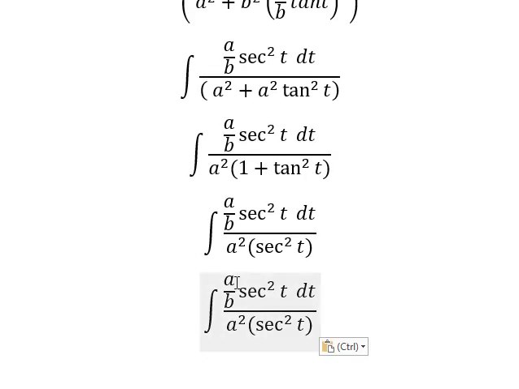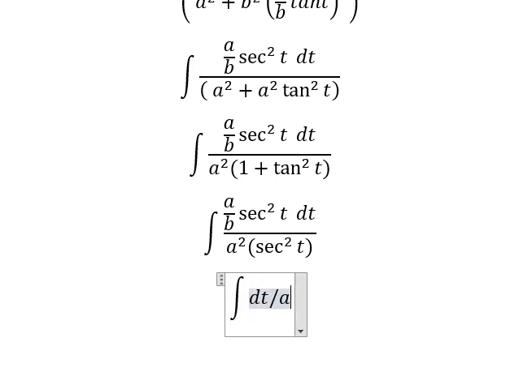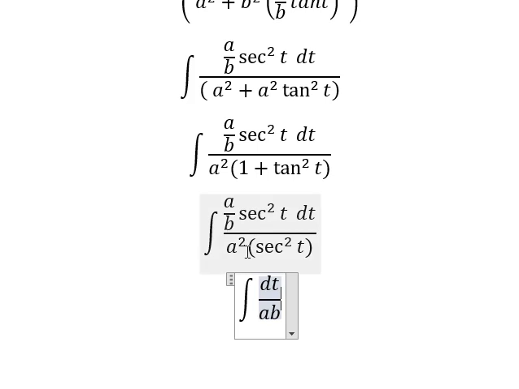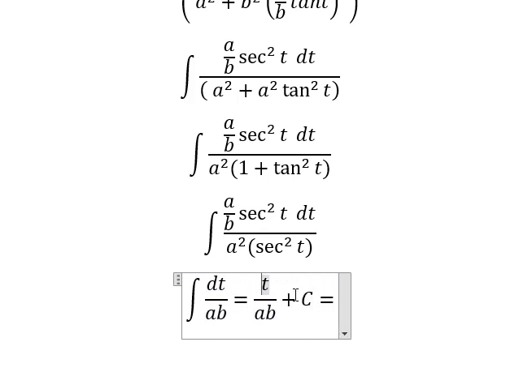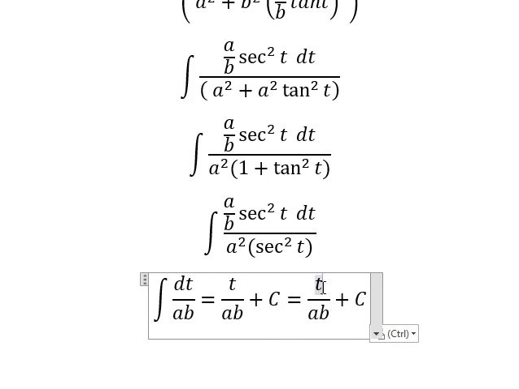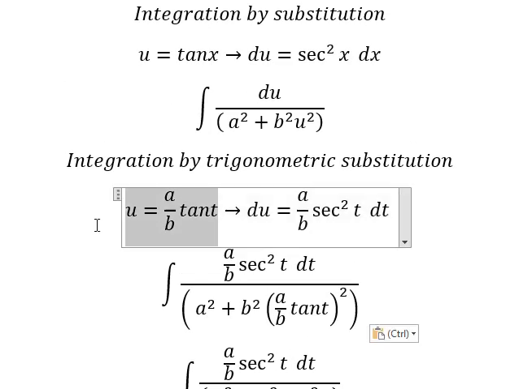Now we need to simplify secant of t square on the numerator and denominator. And now we have it like this. So b goes here, a and a we simplify, that's why we have ab. And this one we have t over ab. About t, that is this one.